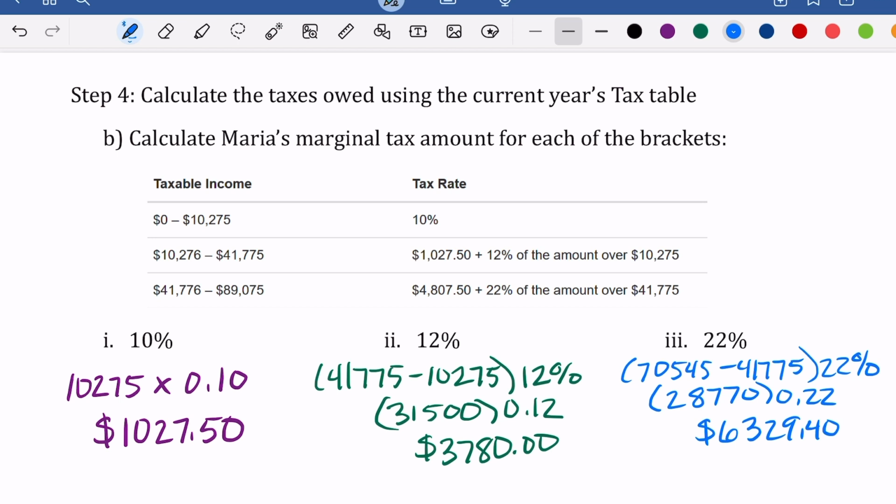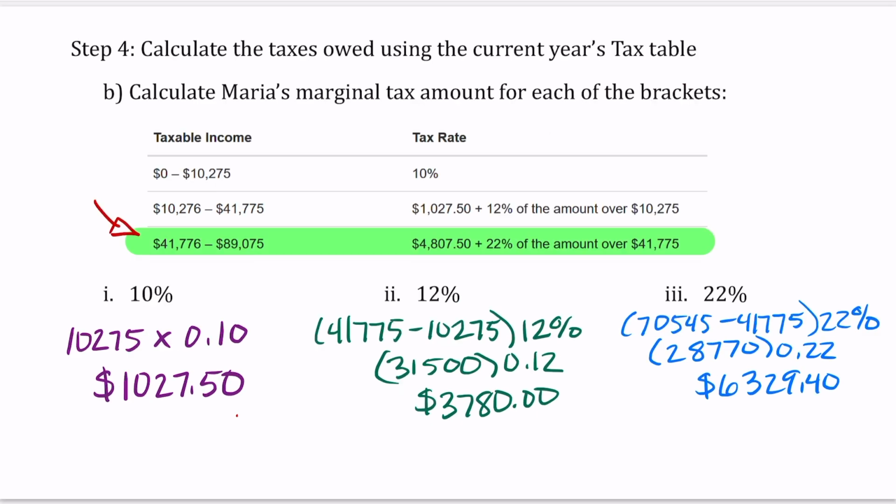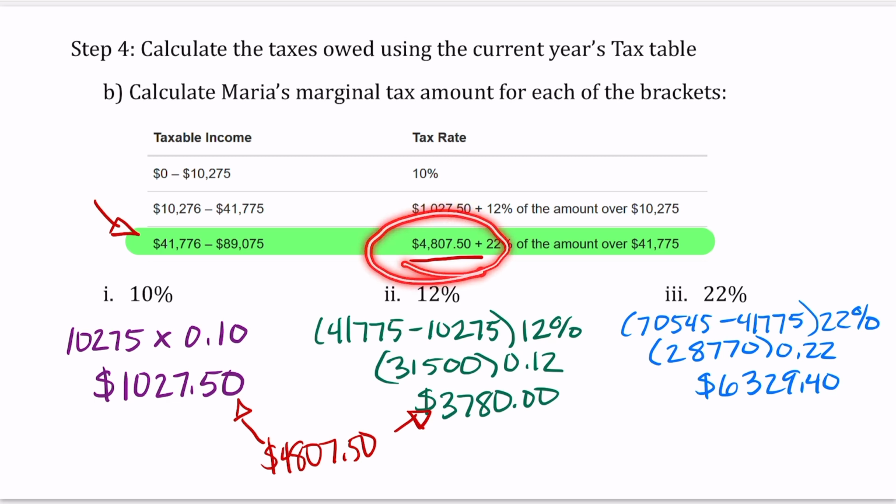Before we look at the effective tax rate in Part D, I do want to go back and look at Part B again. And I want us to note the 10% bracket gave us $1,027.50, and the 12% bracket gave us $3,780. If we were to combine those two amounts, we'll see that their sum gives us $4,807.50. That happens to be the number in the third bracket next to the 22%. It says that the person in that row will pay $4,807.50 plus 22% of the amount over $41,775.